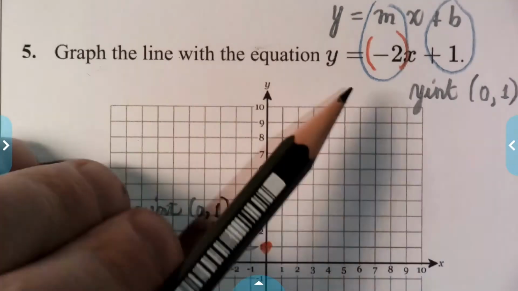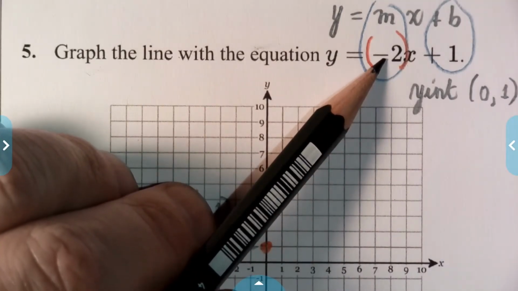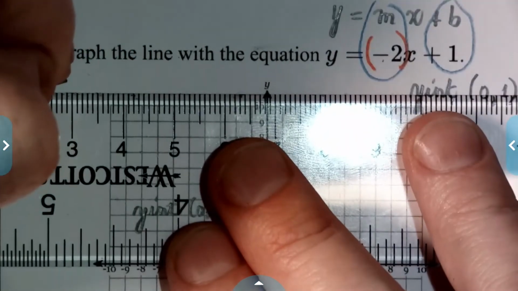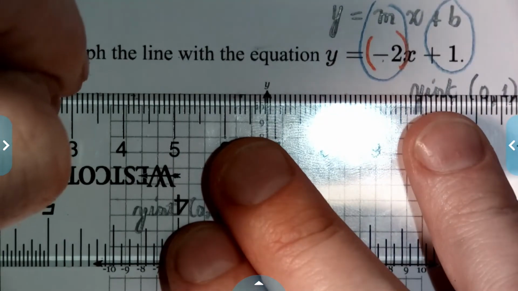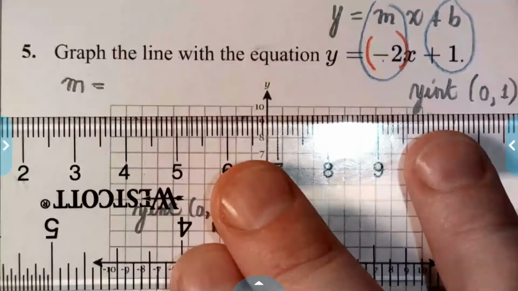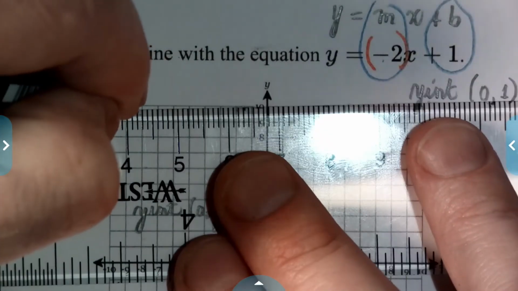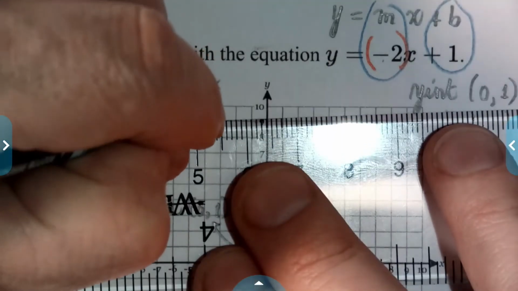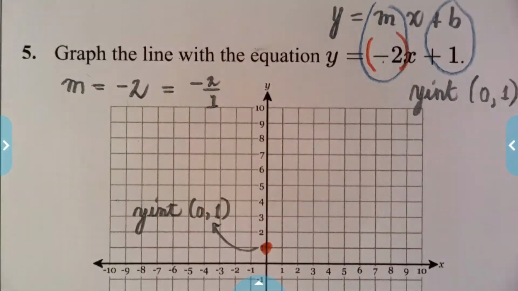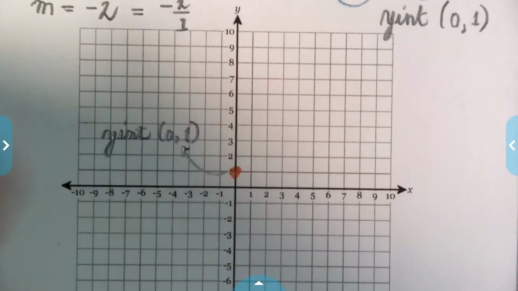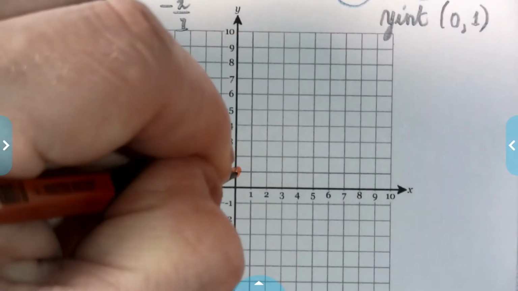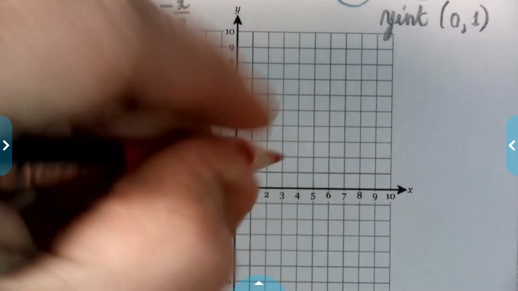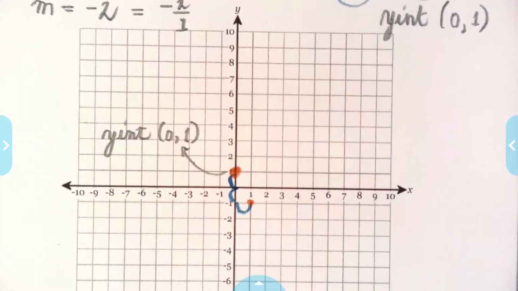And now it tells us that the slope is down 2 over 1. Just remember that m equals -2, which equals -2 over 1. So down 2, right 1. We're going to go down 2, and then to the right 1. And this will be another point on our line right there.